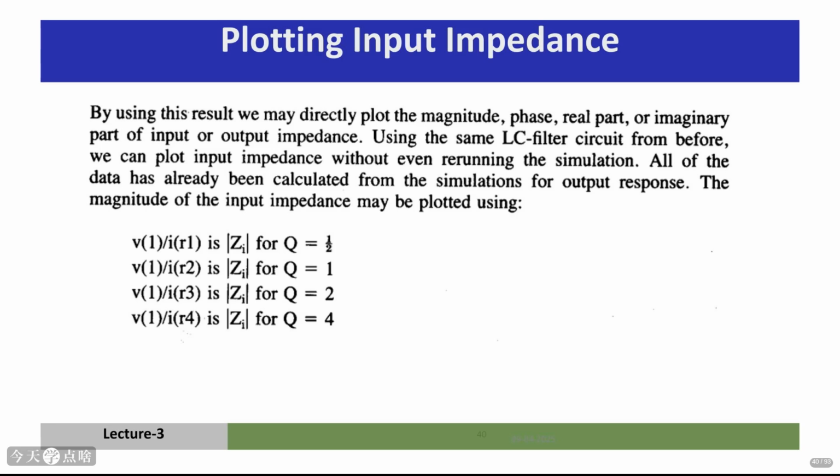For example, V divided by I(R) gives the magnitude of the input impedance for the first section, Q equals 0.5. V divided by I(R) for the second, Q equals E, and so on. This allows us to see how the input impedance varies with frequency for each filter section. Understanding input impedance is crucial for matching stages in a larger system to maximize power transfer and minimize reflections.